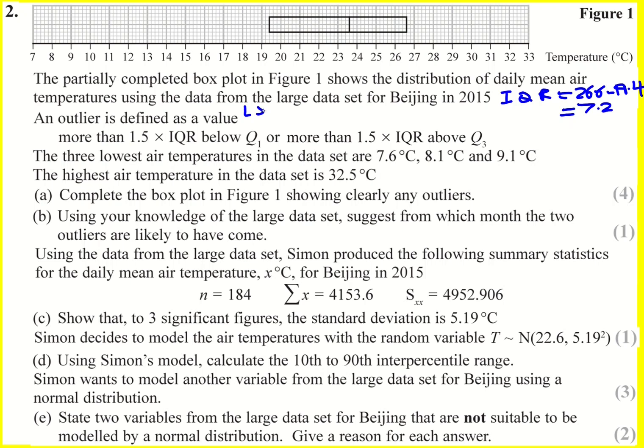So if I want my lower boundary, then it's going to be the 19.4 minus 1.5 times 7.2, and that ends up being 8.6. This means that 7.6 and 8.1 are outliers, whereas 9.1 is okay.